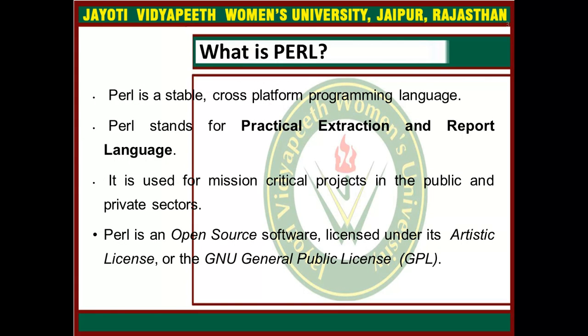So what is Perl? Perl is a stable cross-platform programming language. Perl stands for Practical Extraction and Report Language. It is used for mission critical projects in the public and private sectors. Perl is open source software licensed under its Artistic License or the GNU General Public License.